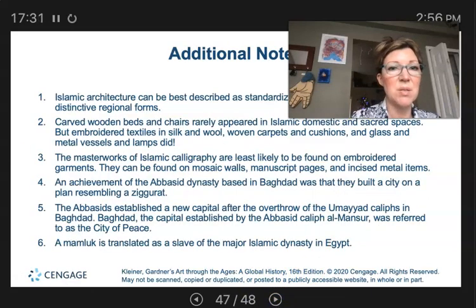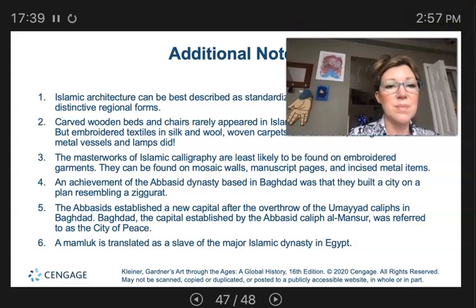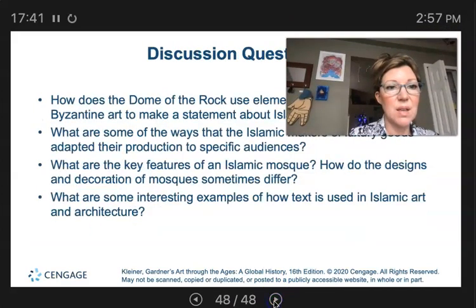Okay, we've got some additional notes that you might want to screen cap because these are really cool facts. And discussion questions, again, a great source for your midterm or final paper.